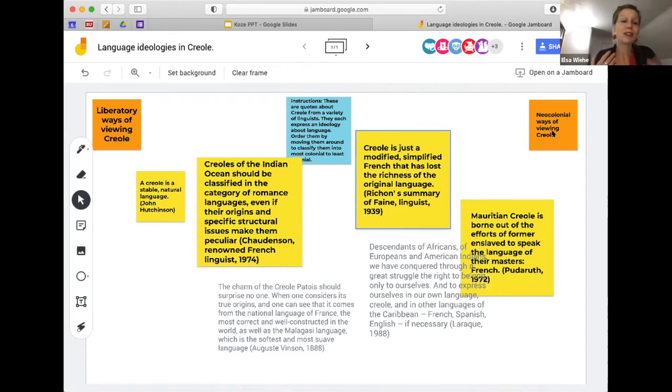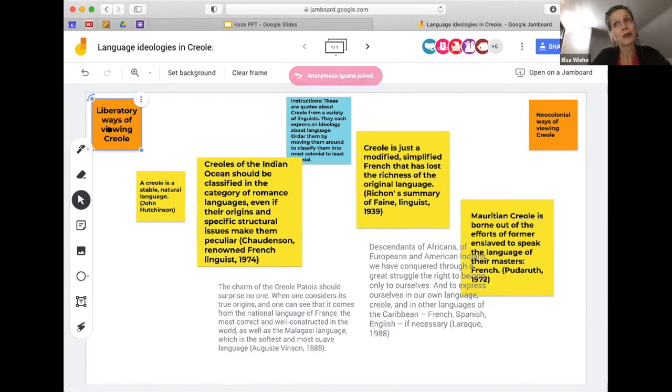On one pole, normally if we were in person, I would have students stand on each part of the room, with one pole and another, and place themselves on a continuum as they read quotes. In this non-physical world that we're currently in, the Jamboard can often do the same thing: work in groups and try to categorize where you would put each stance, as either liberatory ways of viewing Creole as a legitimate national language or neo-colonial ways of viewing Creole. So, somebody, do you want to move one of the stickies closer?